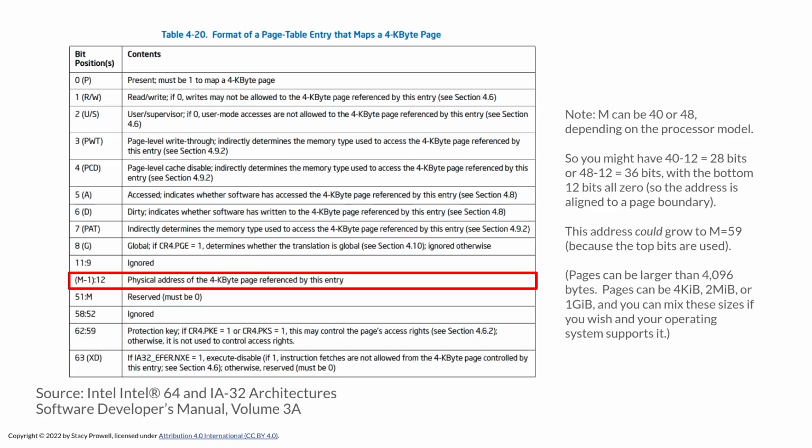You can have other page sizes than 4K. On the Intel 64-bit architecture, you can have 4K, 2 meg, or a gigabyte. And you can mix those if your operating system supports it. Jumbo pages.